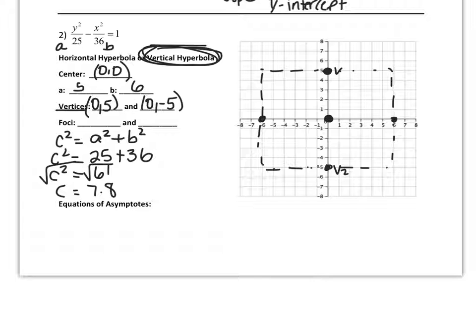So here is 7.8, somewhere here. So this is my F1. 7.8 is somewhere down here. So that'll be my second focus, F2. All right, now our equations of our asymptotes go through the corners of these boxes. So here's going to be one equation here and here. Okay, and then here and here. Now, obviously, we're not going to be able to continue this because I ran out of graphs, so we'll just kind of estimate here, and here, and there, and there.